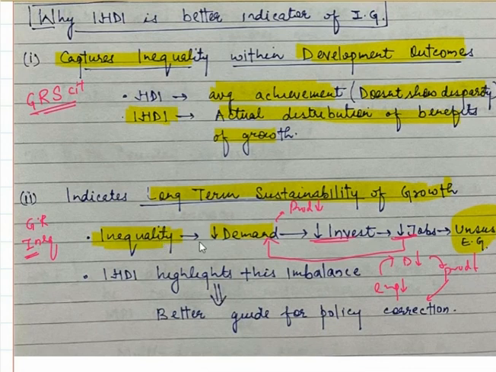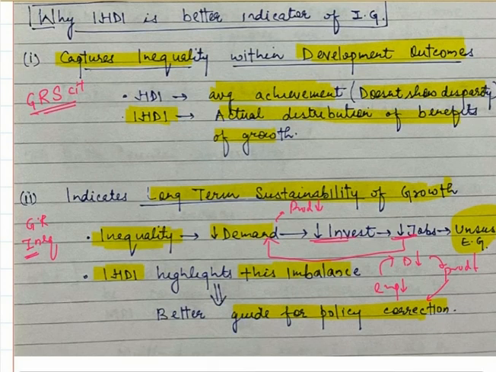We cannot measure it through HDI. We can measure it through IHDI only. So IHDI highlights this imbalance, and therefore it is a better guide for policy correction. If we are making a mistake in policy, we should be doing policy correction based on IHDI and not HDI.